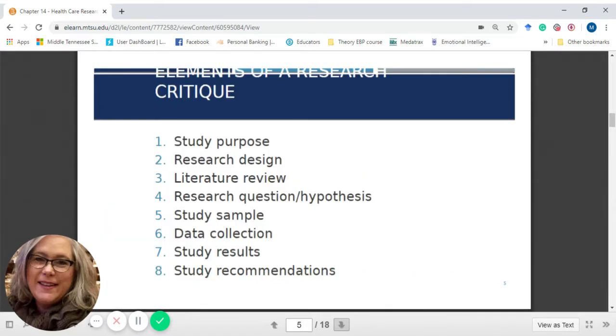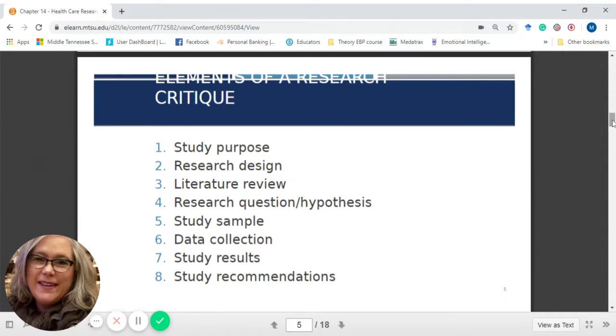Elements of a research critique. A lot of the time with our quantitative studies, we look at the study purpose, the design, the literature review, the question, and hypotheses expressed. We look at the sample, so our population, the data collected, what was collected, how it was collected. We look at the results and then recommendations.